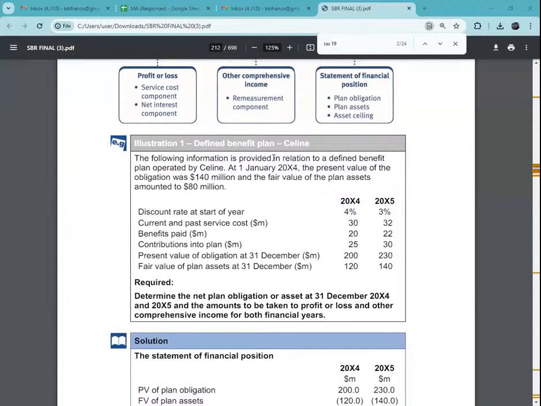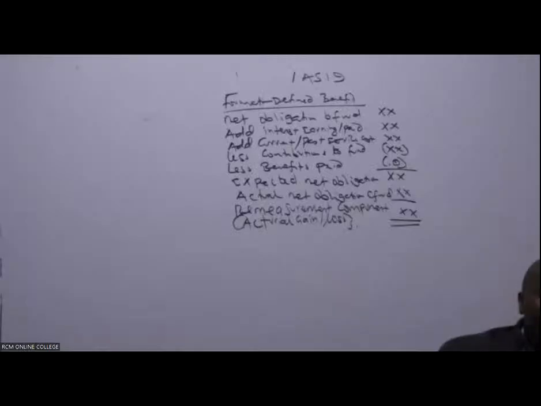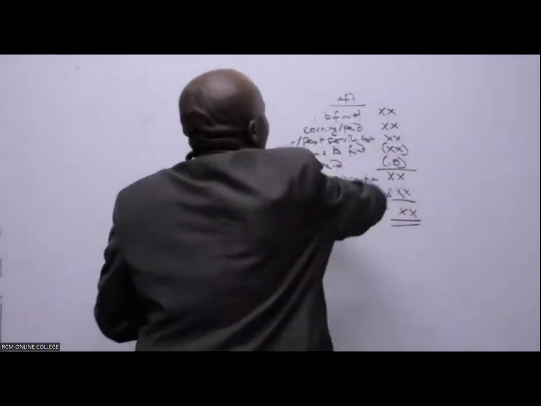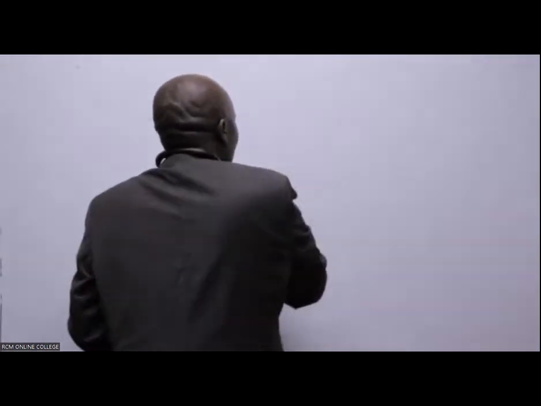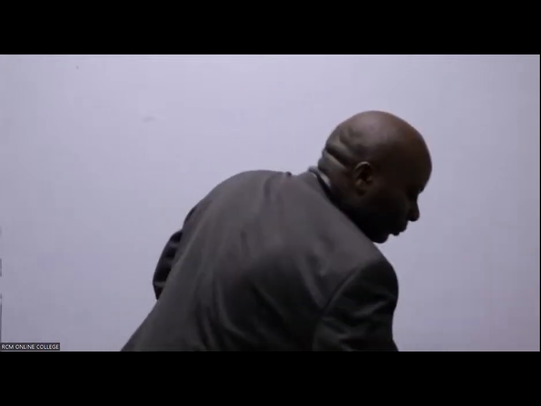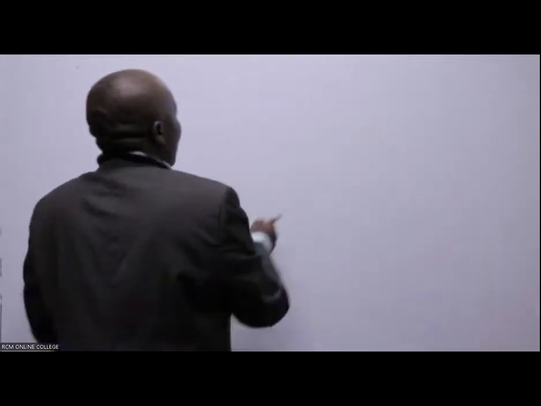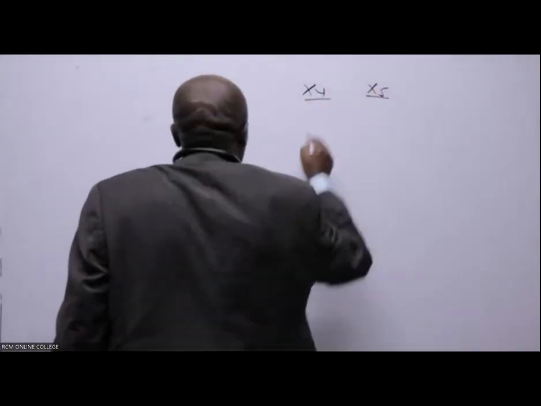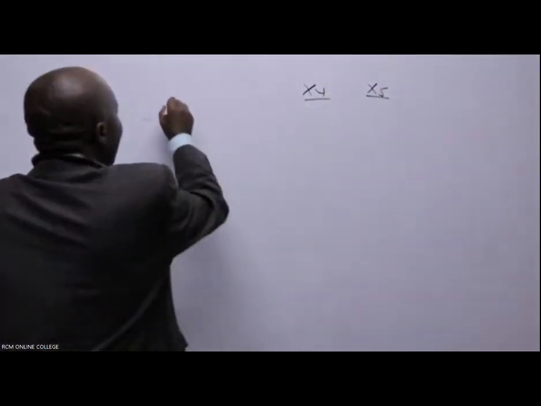When we talk of net obligation, you will take obligation minus assets. Never forget that. So please give us the net obligation as at X4, at the beginning of X4. I'll do this in columnar form because there are 2 years, X4 and X5. So we have here our net obligation brought forward.